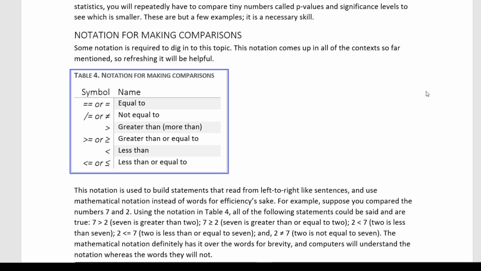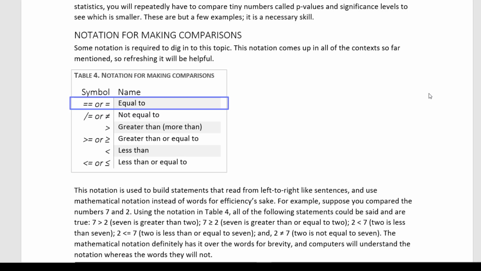You see this symbol with the double equal sign or just a single equal sign. That, in the context of making comparisons, means equal to. So the equal sign, you're used to that meaning equal to in an equation, but the double equal sign is often used as a logical operator in programming. This is to avoid confusion. Not equal to can be represented by a slash followed by an equal sign, or by the not equal to symbol, which is an equal sign with a slash through it.